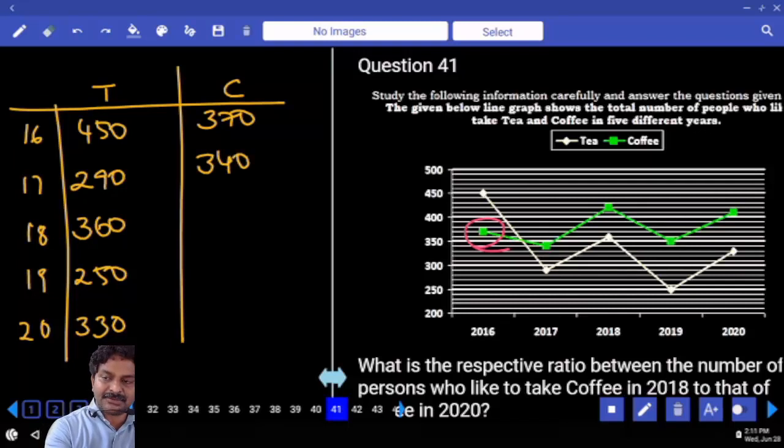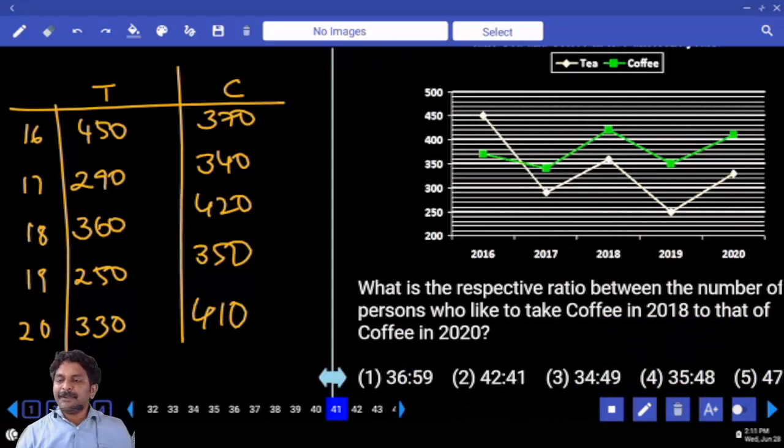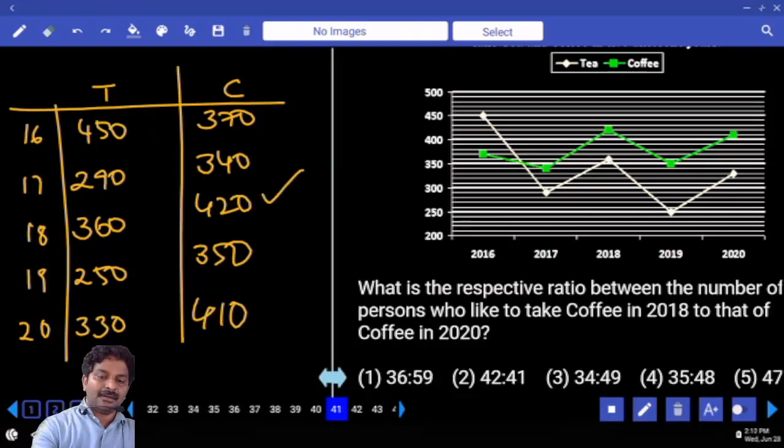340. Next. 420. Next. 350. Next. 410. Right. So now, what is the respective ratio between number of persons who like to take coffee in 2018 and coffee in 2020? 18 and then 20. 420, 410. 0 gets cancelled. 40 to 41.